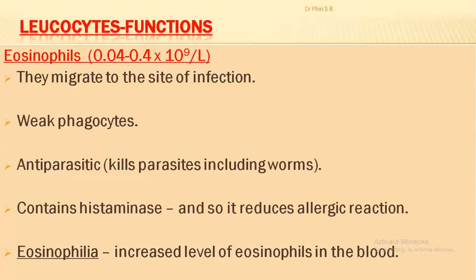Eosinophilia is just an increase in the level of eosinophils in the blood. This condition we'll discuss when we start looking at disorders of white blood cells. So just know that eosinophilia is an increase in the level of eosinophils, and this can also indicate parasites. If you have worms, like flukes or whatever it is, worms in the GIT, you expect that the eosinophil count will increase, and that will predispose you to this condition, which is called eosinophilia.